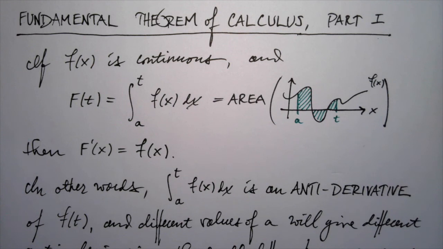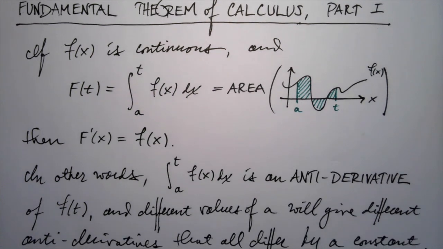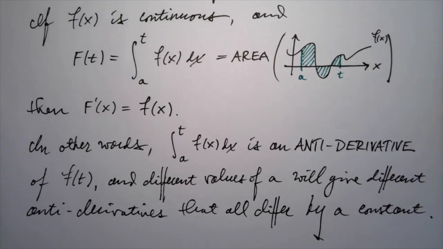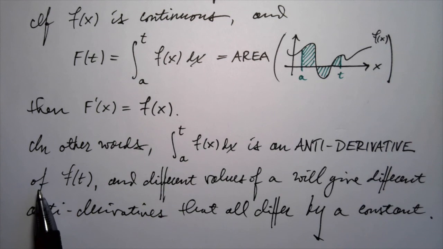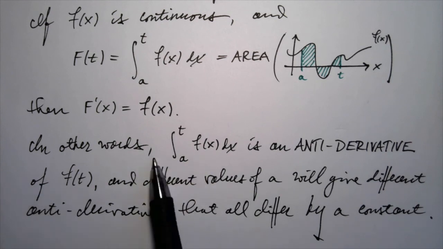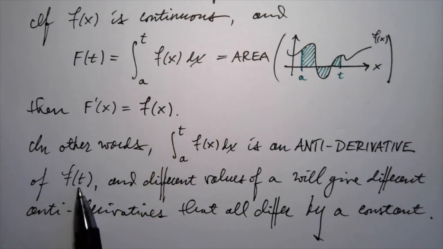We can restate this using the language of antiderivatives. In other words, integrating from a to t is an antiderivative of f of t. Here I'm thinking of it as a function of t, so I'm using t as the input variable for little f, but that's not important. It's just the name of the variable. The point is that this function gives us a ready-made by hand antiderivative of the original function.